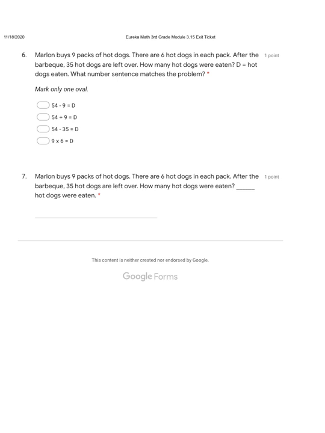Our next problem, Marlon buys 9 packs of hot dogs. There are 6 hot dogs in each pack. After the barbecue, 35 hot dogs are left over. How many hot dogs were eaten? So D equals hot dogs eaten. They're asking which number sentence matches the problem. So this is a 2-step problem. We just did the first step. 9 packs of hot dogs, and there are 6 hot dogs in each pack. 9 times 6, we just figured out, was 54. So 54 was the total number of hot dogs at the barbecue.